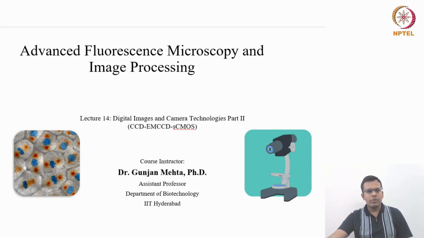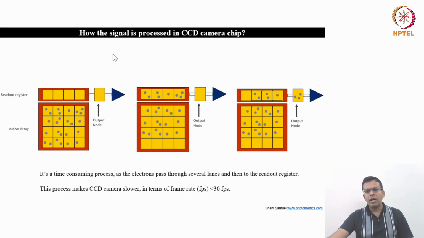Okay, so let us begin with how the signal is processed in a CCD camera chip. So see, this is a chip of a CCD camera. Here the chip is made up of 4 by 4 pixels, so a total of 16 pixels, just shown for representation purposes. But as you know from the previous class, generally the CCD camera chip is made up of several megapixels, like 2 megapixels or 4 megapixels or 6 megapixels. So just for the representation, I have shown the 4 by 4 pixels.